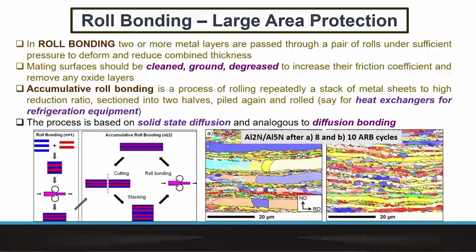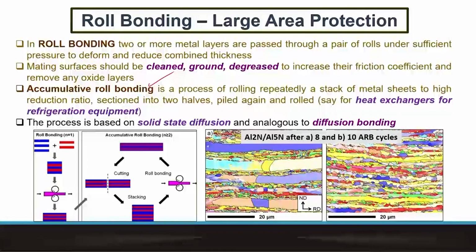Another process before we end is also a diffusion based process, but of a fairly different type, called roll bonding. In fact, it's also called accumulative roll bonding. Essentially, if you do it only once, you call it just roll bonding. If you do it multiple times with multiple sheets, then you call it accumulative roll bonding.